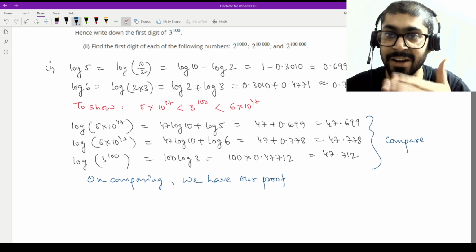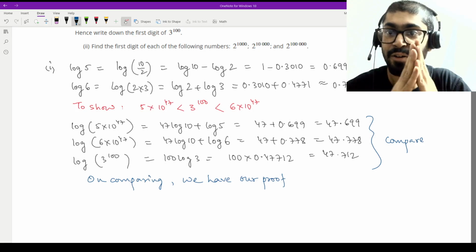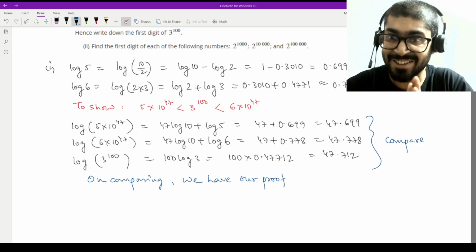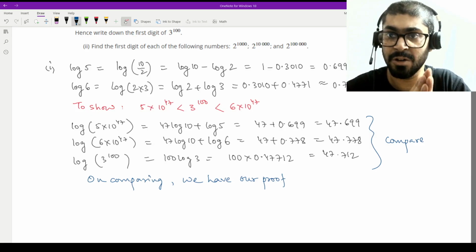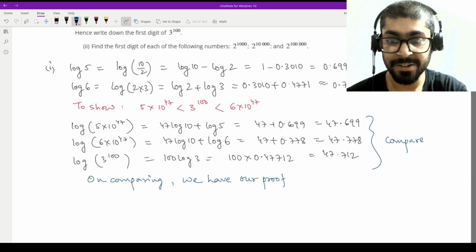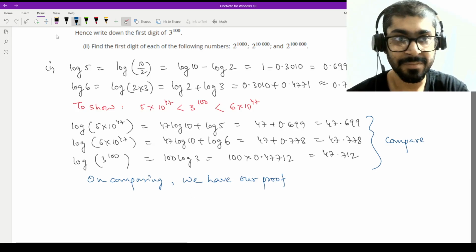And where does it end? It does not reach 6 and then 47 zeros. It reaches 5 and then 47 nines, because it's less than and not less than or equal to. So the first digit will always be 5. That is the logic. I hope you've understood.